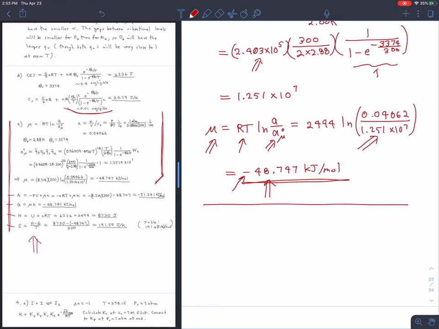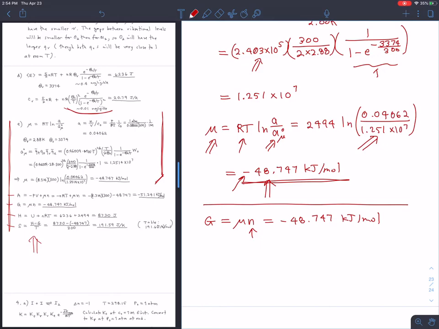Next, let's do the Gibbs free energy. That's just mu n, right? That's the Euler relationship for Gibbs free energy. And since n is equal to 1, that's just mu, minus 48.747 kilojoules per mole. So that was easy.